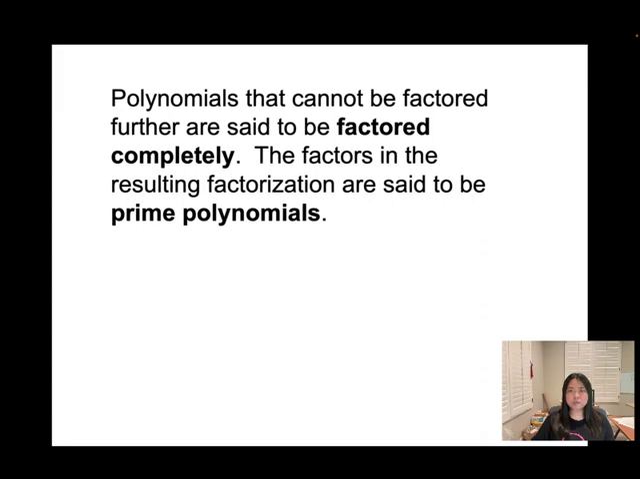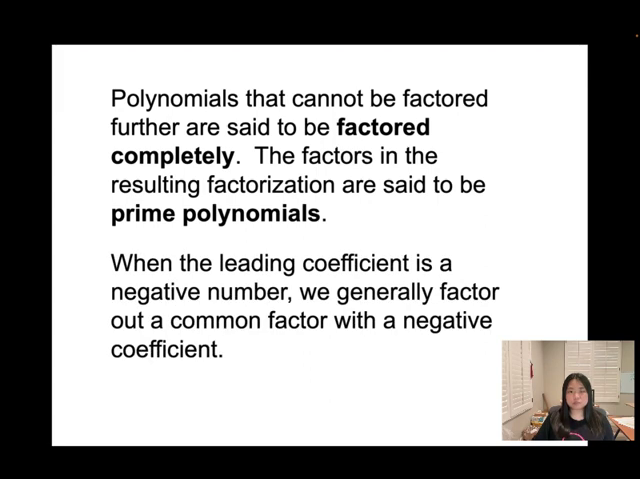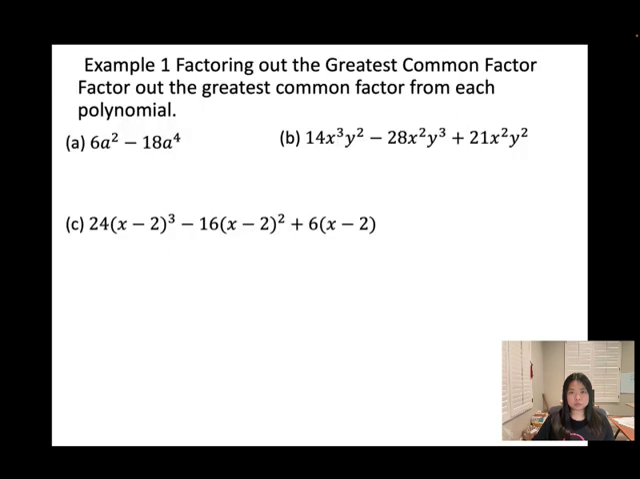Polynomials that cannot be factored further are said to be factored completely. The factors in the resulting factorization are said to be prime polynomials. And when the leading coefficient is a negative number, we generally factor out a common factor with a negative coefficient. So if the leading term, the first one, is a negative number, we usually factor out the negative coefficient. Okay, I want you guys to try this example.